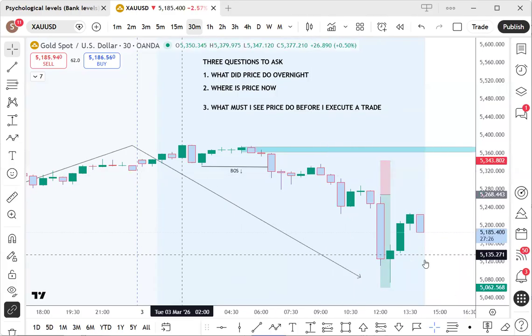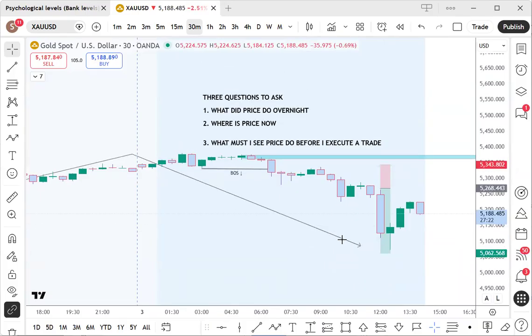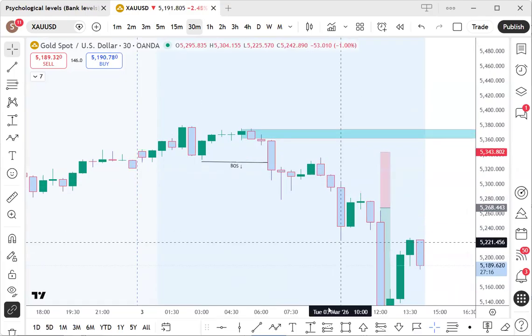Okay, so what do we have here? We ask three questions every time. What did price do overnight? So you can see it for yourself, what price is doing. So let me expand this a bit.